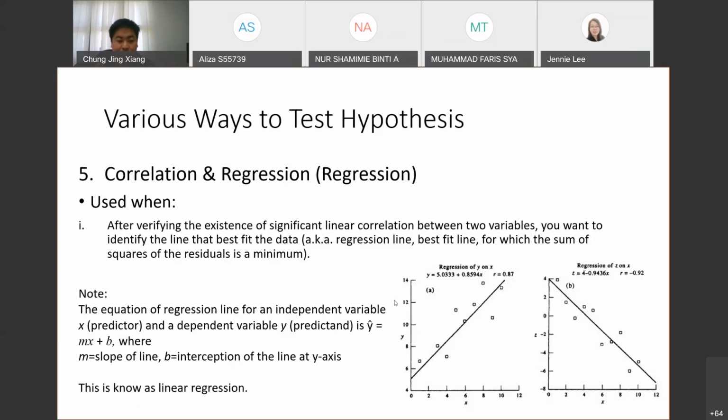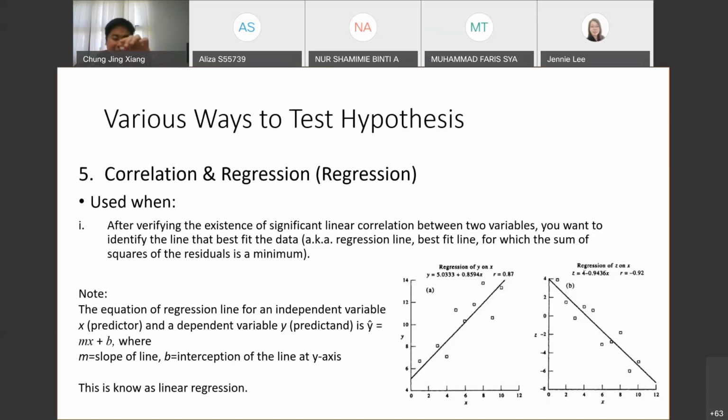Yeah, so m is equal to the slope of the line, and b is the intercept at the y-axis. So this is known as linear regression. This is actually very useful when we want to predict something. It is a very simple statistical model, the most fundamental and primitive statistical model. Let's say we want to predict y based on x.